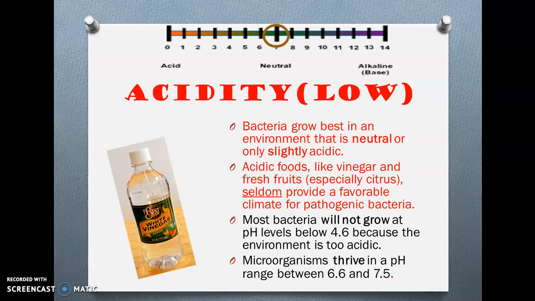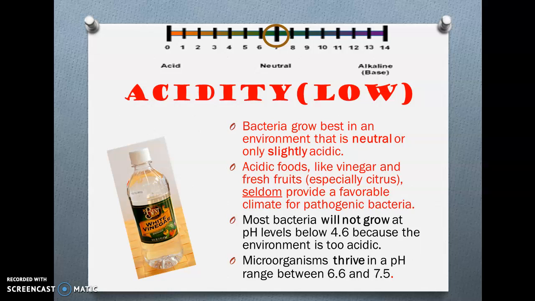Keep in mind, guys, that most bacteria will not grow at pH levels below 4.6 because the environment is too acidic. So if you take a look at the number line at the top of this PowerPoint, you'll see that the numbers increase from left to right. Towards the left side are the numbers that represent high acid. Towards the right side are numbers that represent low acid, aka more of an alkaline base.